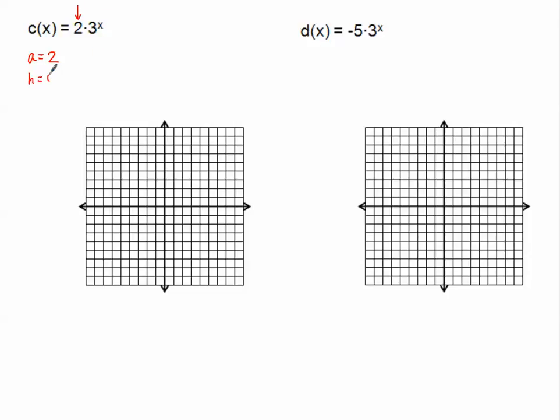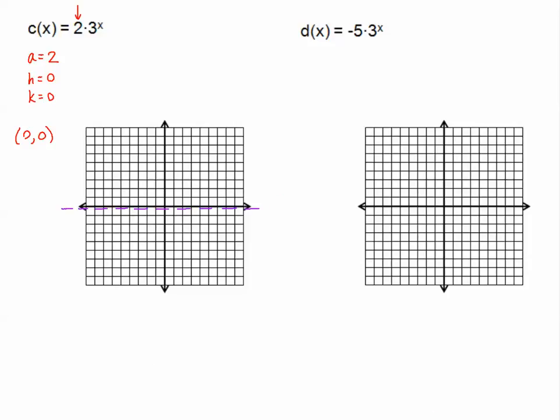H and k, like I said, are 0, each of them, because we don't see anything up here with the x, and we don't see anything added or subtracted to our main function. So 0, 0 is where our star would be, but that's normally our starting point, so that's not a problem. I'm going to put my horizontal asymptote right through here. That's where our normal horizontal asymptote is anyway.